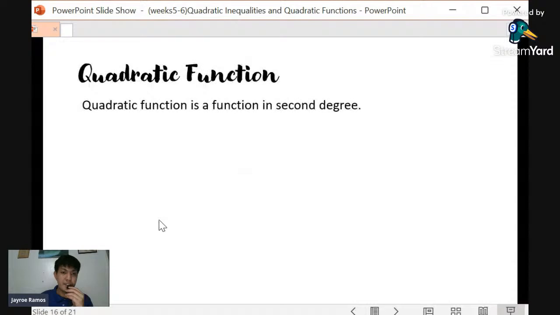So next. Okay, doon na tayo sa ating pinaka-topic. So maikli lang naman to, I hope. So quadratic function. So quadratic function is a function in second degree. So ganun lang kasimple. So this is an example of quadratic function. So kindly take a look yung itsura.